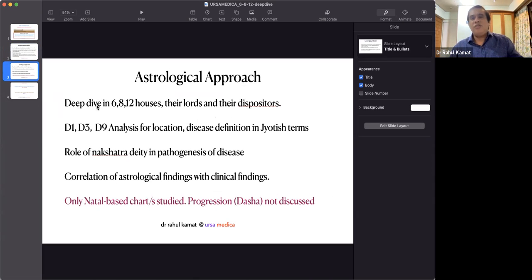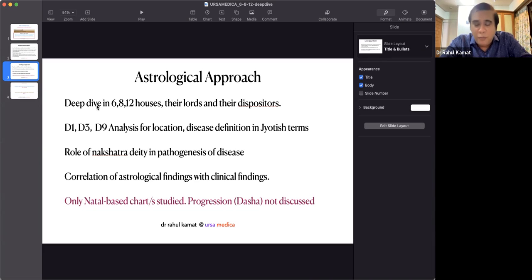Now, what is the astrological approach today? What we'll be doing is, and probably this is the last slide, in fact, this is the last slide before we get into the Kundali. There will be no summarizing slides, as I already told you. This is a deep dive into the 6, 8, 12 houses, which are the houses of disease traditionally, what we study. Their lords and their dispositors. When I say dispositors, we are going to do a really deep dive.